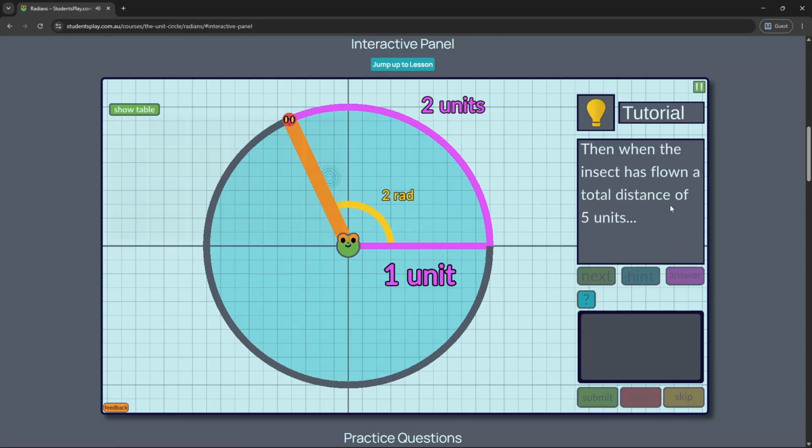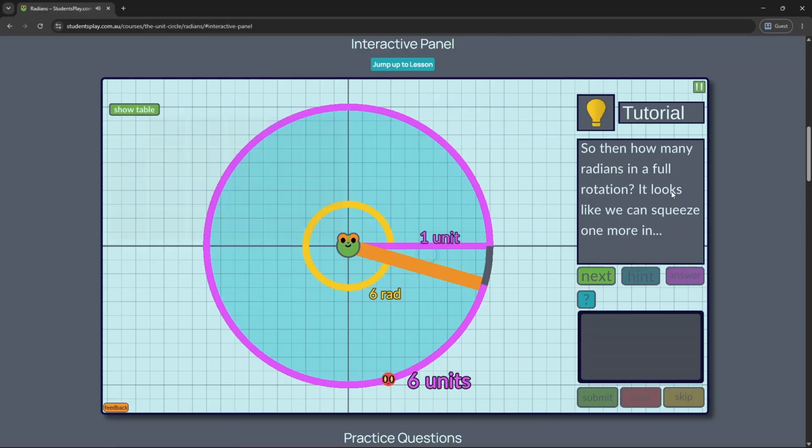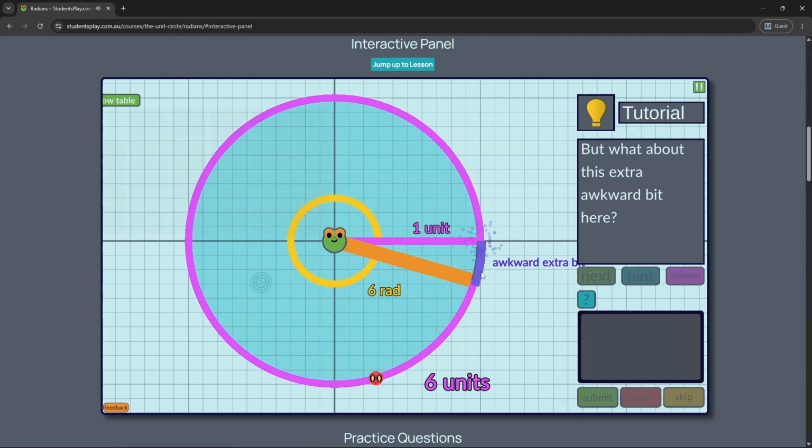Then when the insect has flown a total distance of 5 units, so all the way around to here, 5, so like 1, 2, 3, 4, 5. How many radians will we have had to rotate total? It kind of says the answer there, but yeah, it's 5. So 5 radians of rotation. So then how many radians in a full rotation? Looks like we can squeeze one more in, so we get to there. But what about this extra awkward bit here?